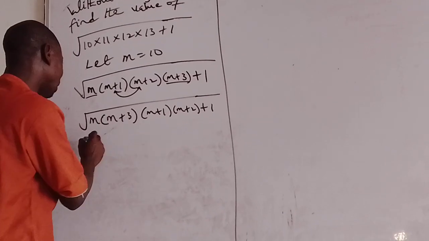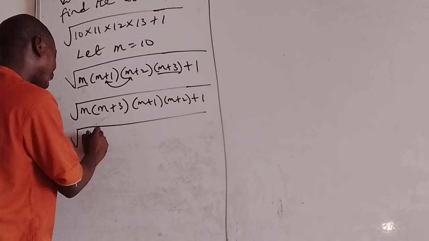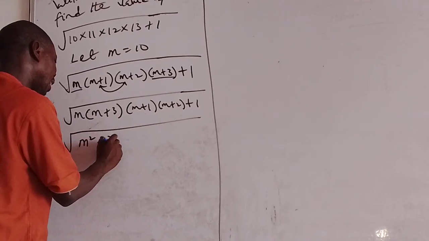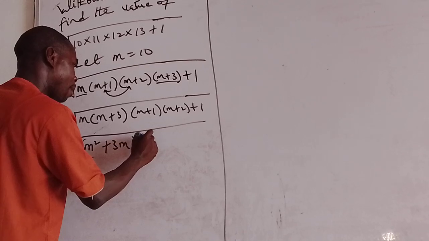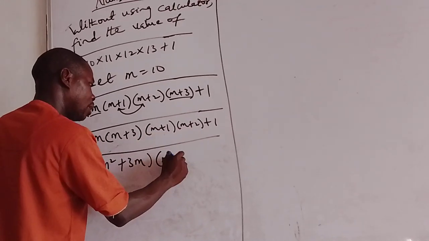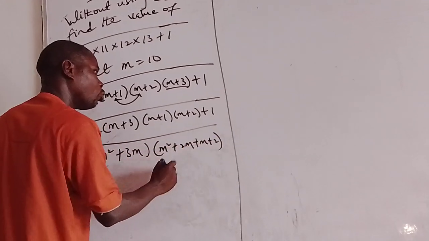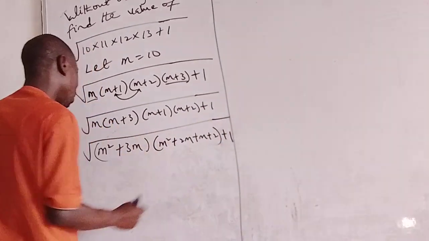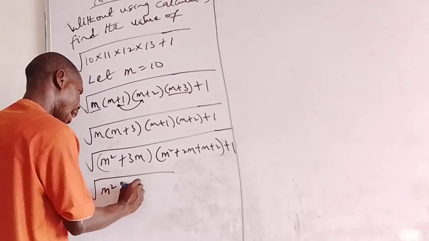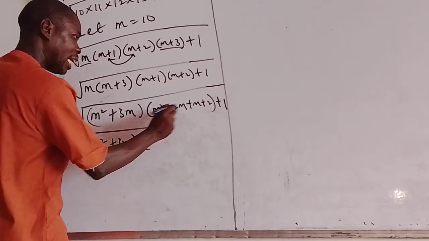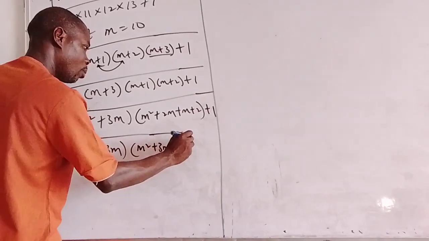Now let's perform the expansion. So we have the square root. m times m is m squared. m times 3 is 3m. Then expand this as well. m times m is m squared, plus 2m, plus m, plus 2, then plus 1. Then the next line of action is to rewrite this as m squared plus 3m in parentheses. Then this is m squared plus 3m, plus 2, then plus 1.